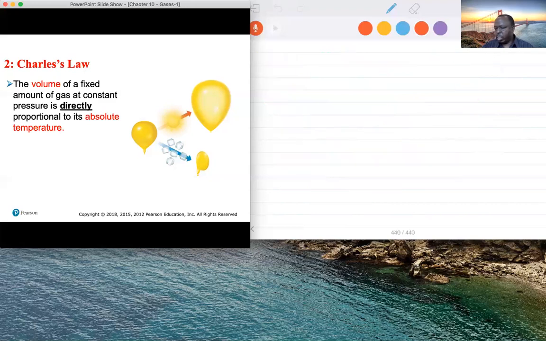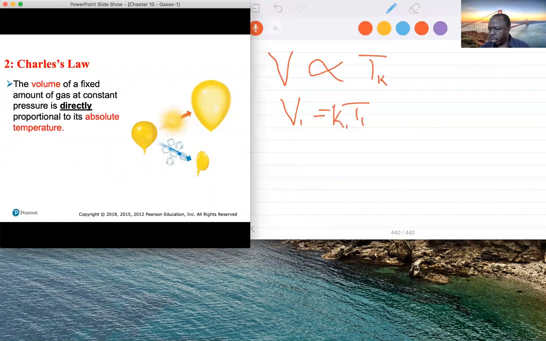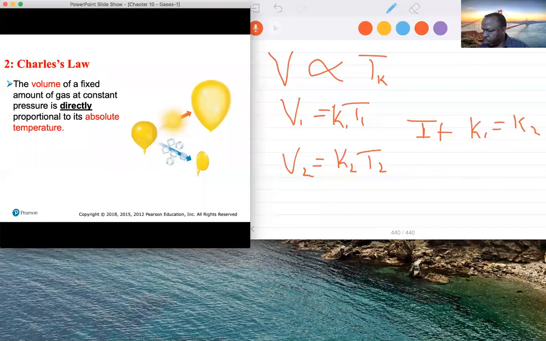I will derive an equation which summarizes Charles' law. If volume is directly proportional to temperature, and I'll use subscript K to indicate temperature must be in Kelvin. If V1 equals K1 T1, and V2 equals K2 T2. If K1 equals K2, that means the same, we can say that K1 equals V1 over T1, and K2 equals V2 over T2.